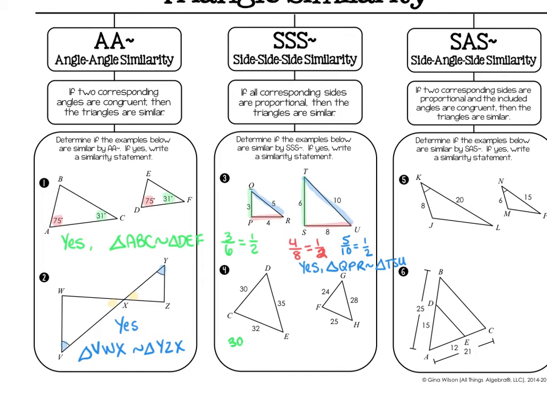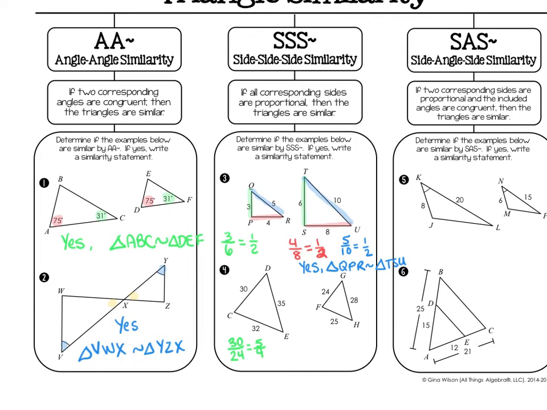And then 30 corresponds to side FG, which is 24. All right, so we simplify that fraction to 5 over 4. All right, that's the first side.